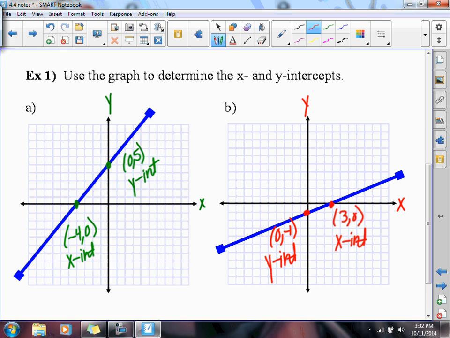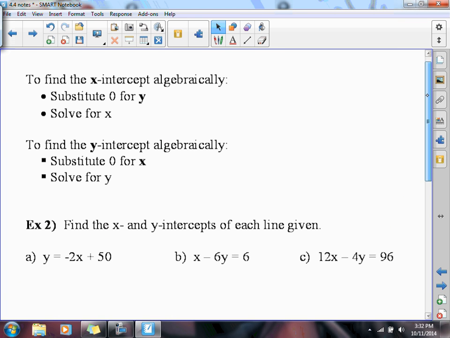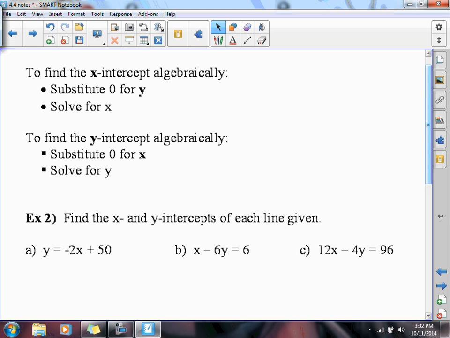Okay, so finding the x-intercept and the y-intercept off a graph should be very basic. And what we're going to do next is we're actually going to find the x-intercept and the y-intercept algebraically. And to find the x-intercept algebraically, you substitute 0 in for y, and then you solve for x. So they're going to give you an equation of a line. Could be in standard form or slope-intercept form, doesn't matter. You replace the y in that equation with a 0, and then you solve for x, because you'll only have that x variable left, so you'll be able to solve for it and get a number.